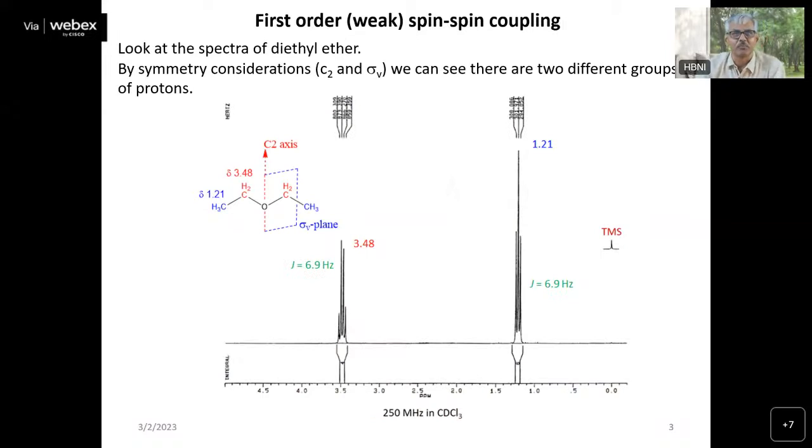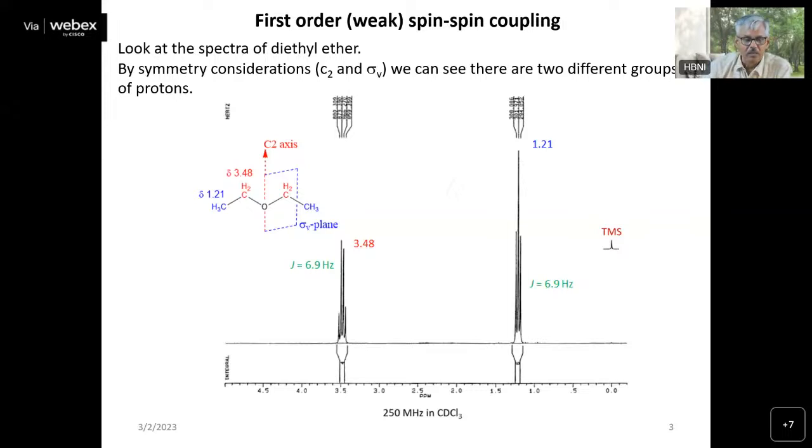Now I will take another example, the spectrum of diethyl ether. You know that the molecule has a C2 axis, which is shown there, and also the sigma plane. So automatically these two CH2s are chemically equivalent. That means they come in the same place and have the same chemical shift, at 3.48 because they are attached to oxygen. And these two methyl groups are also chemically equivalent, and their chemical shift is 1.21.